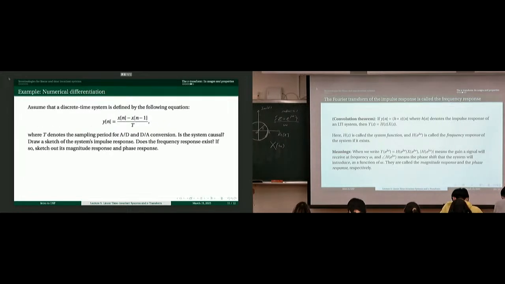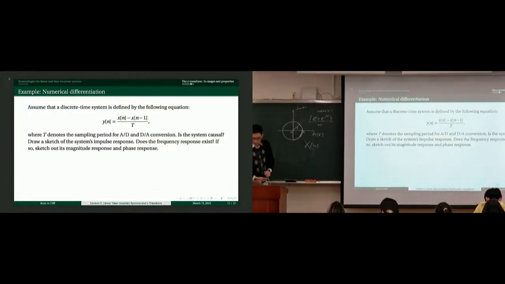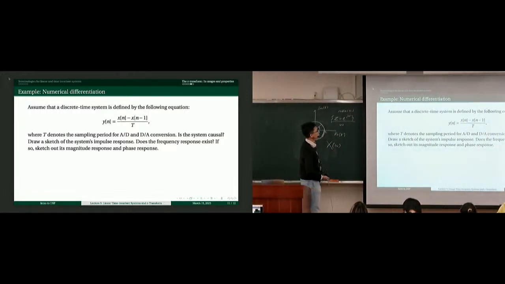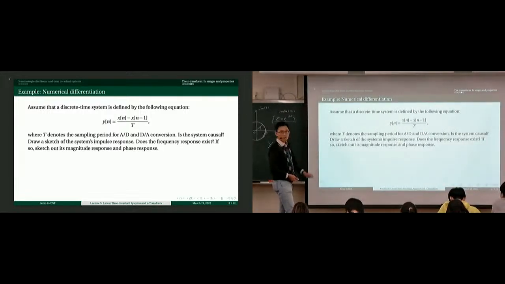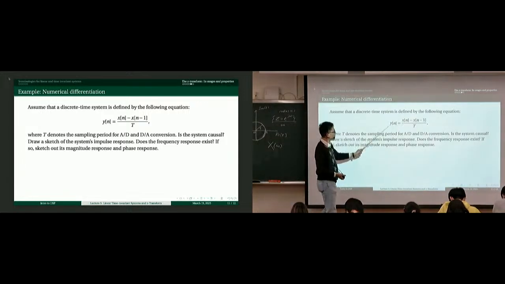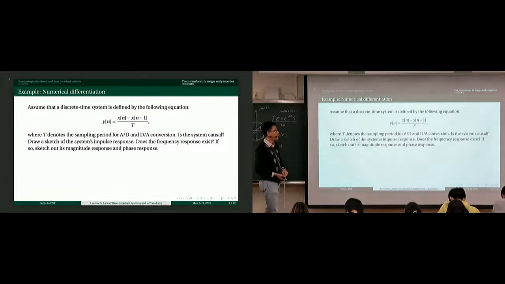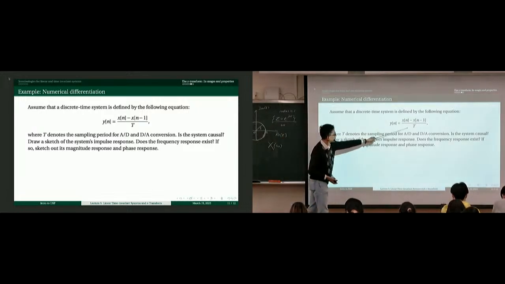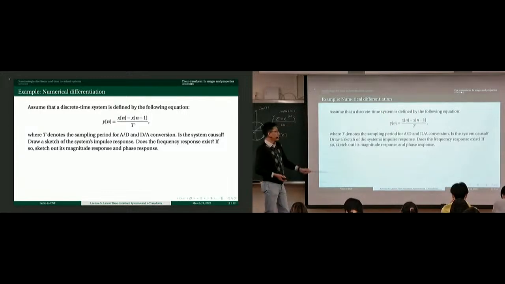So I do have an example. For example, here we have a system. This is a system receiving input X and producing output Y. Where we have a factor here, T, that you can regard as the sampling period for A to D and D to A conversion.